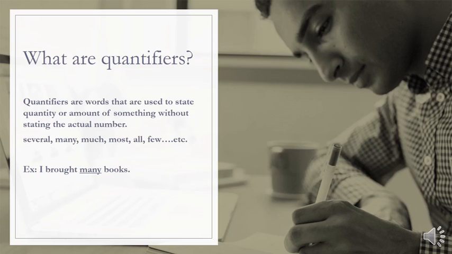So, when I say many, much, several, most, few, all these words are quantifiers. They're giving you the quantity, the amount, however, not the real number. An example for that would be, I brought many books. So many here is definitely a quantifier. Where's the countable or non-countable noun here? It's books. And again, it's a countable one.